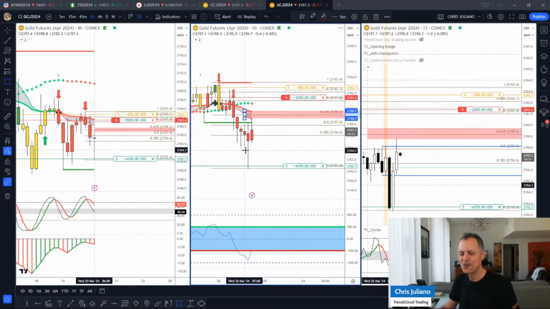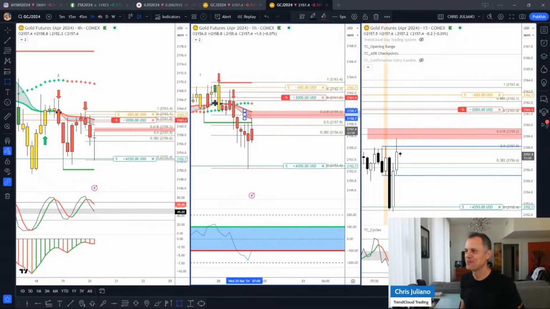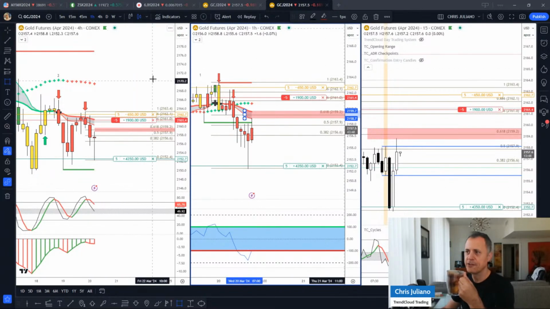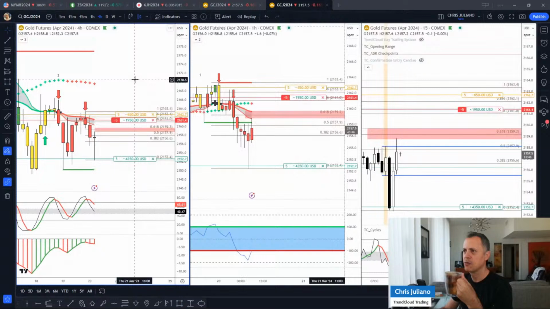You learn how to use TrendCloud consistently, and it will end up bringing you the loot. So very, very cool. So let's go over it real quick.